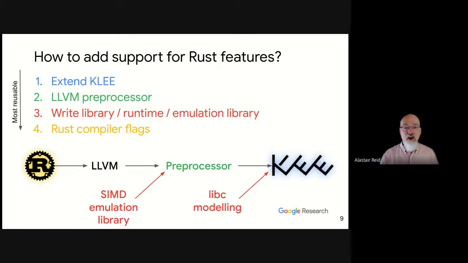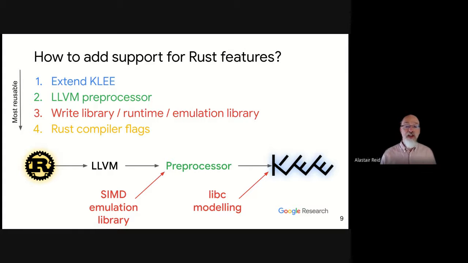And we started off by trying to add support directly into KLEE. Now, this worked pretty well, but after a while, we realized it would be better to write a preprocessor that took the output of the Rust compiler and fixed problems in the code before we invoked KLEE. We prefer this approach because there's a potential that we can use that preprocessor with other LLVM-based verification tools.